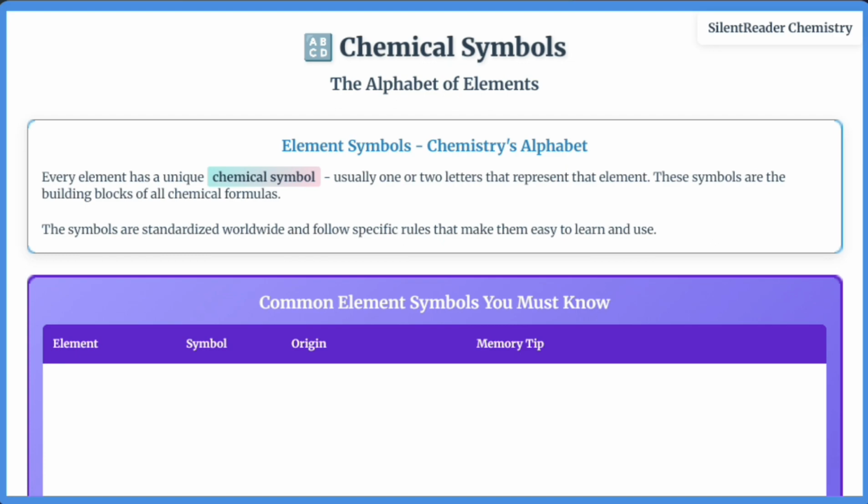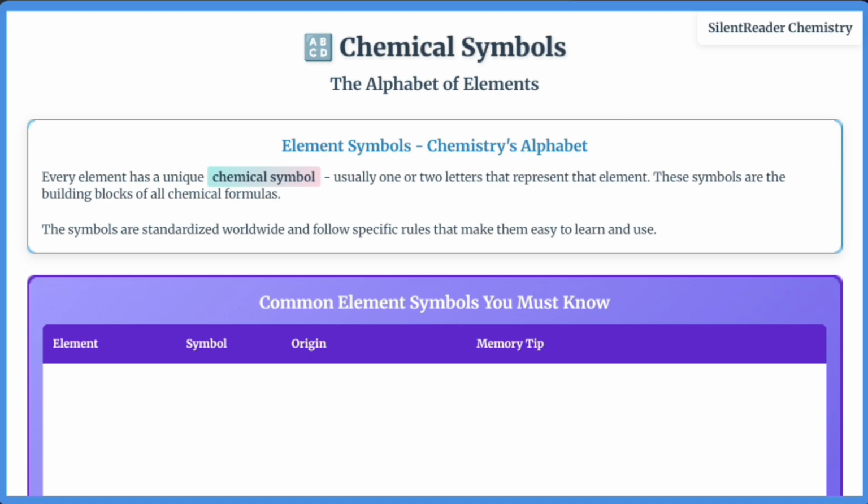Let's explore element symbols, chemistry's alphabet. Every element has a unique chemical symbol, usually one or two letters that represent that element. The symbols follow specific rules. First letter always capital, second letter always lowercase, usually 1 to 2 letters, and based on English or Latin names.